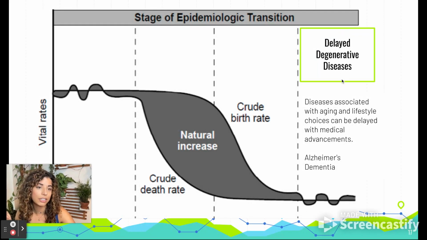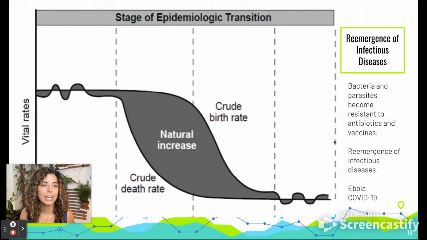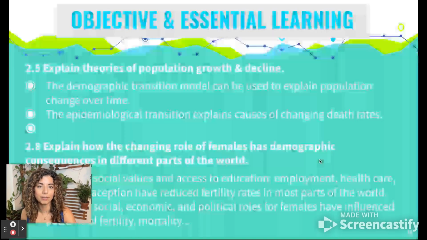And then delayed degenerative diseases, again, aging and lifestyle choices can help with this, right? So in the most advanced countries, we do see higher rates of Alzheimer's, dementia, things like that, because their physical well-being is better than what it used to be, right? Because of more medical care advancements. So we do have instances where we see a reemergence of infectious diseases. For example, Ebola happened not too long ago, or outbreaks were happening not too long ago. And then, of course, COVID. We all remember COVID.